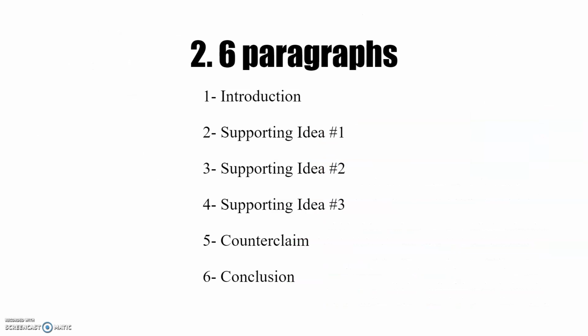The 6 paragraphs included in the 6-paragraph argumentative model essay are: number 1, the introduction; number 2, supporting idea number 1; paragraph 3, supporting idea number 2; paragraph 4, supporting idea number 3; number 5, the counterclaim; and number 6, the conclusion. All of these are review. I know that you have learned to write an essay in this format since the 6th grade. We are just developing that skill and ensuring that you can use evidence to support your ideas.